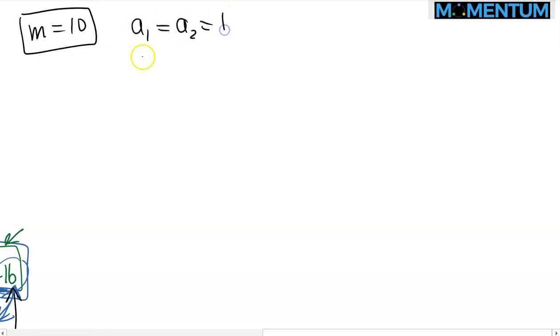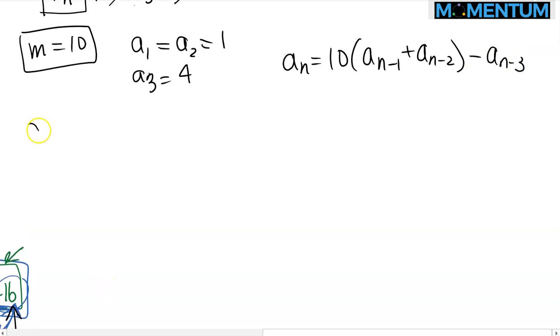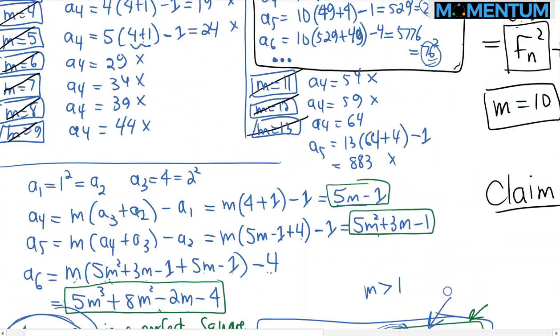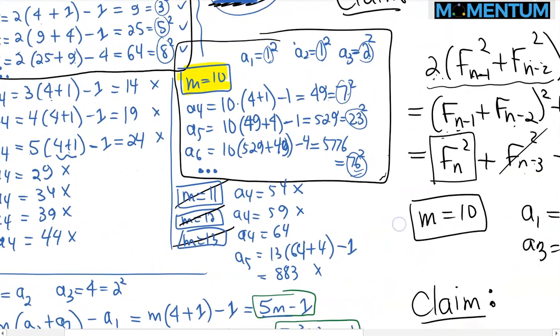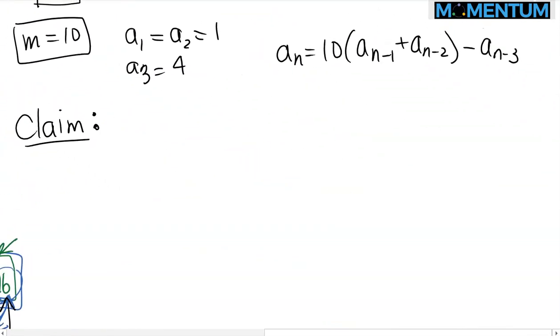a2, initial conditions 1, a3 is 4, and a sub n is given this time as 10 times a sub n minus 1 plus a sub n minus 2, subtract from it a sub n minus 3. And lo and behold, the claim is the following. After you work out those initial values that we calculated somewhere up there, it's hard to see: 1 squared, 1 squared, 2 squared, 7 squared, 23 squared, 76 squared, unless you know the characteristic polynomial and how to deal with those.